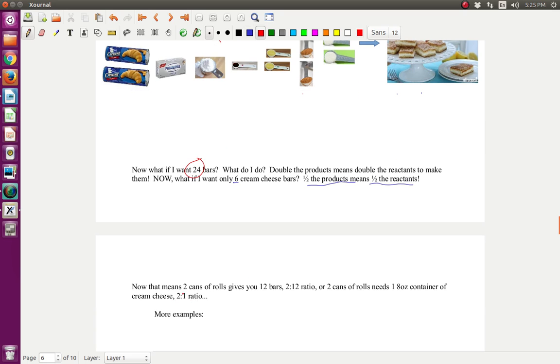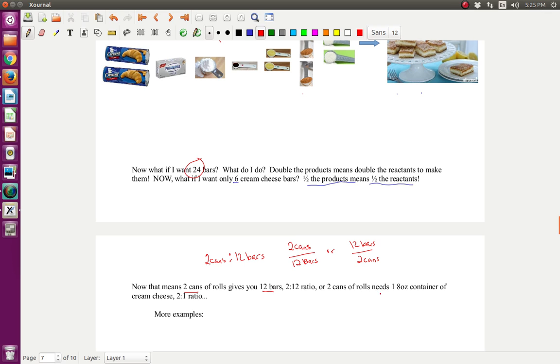It says, now this means that 2 cans of rolls will give you 12 bars. And that's a ratio, a 2 to 12 ratio. 2 cans will give you 12 bars. And I can write ratios like conversion factors. 2 cans will give you 12 bars, or 12 bars needs 2 cans. That's the ratio, 12 to 2 or 2 to 12.